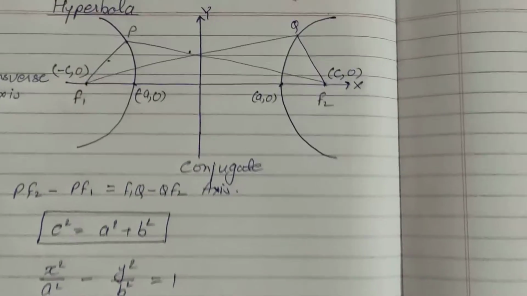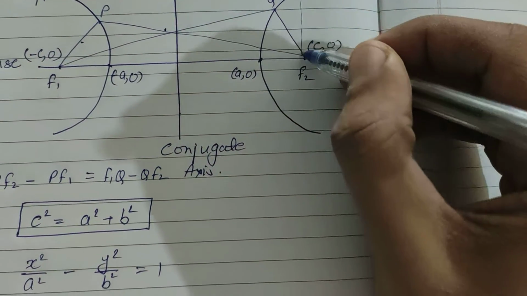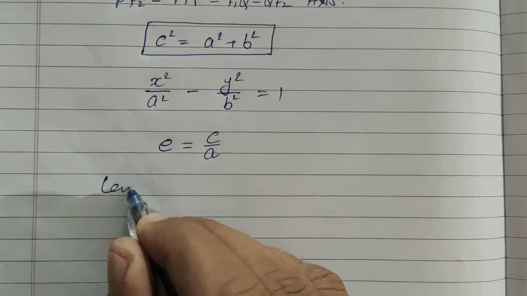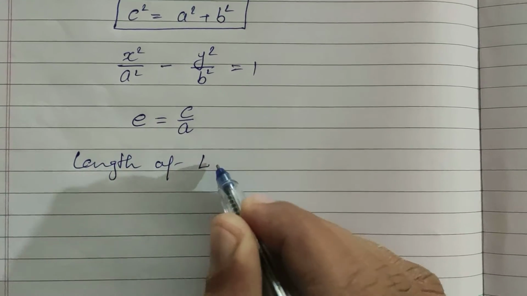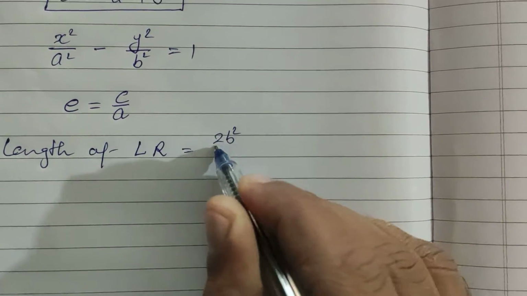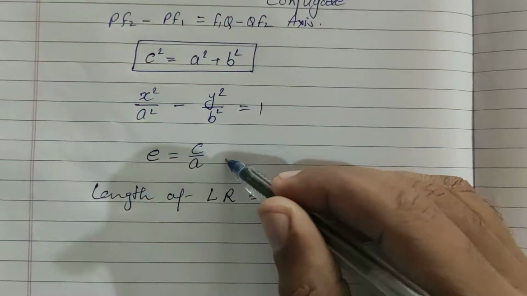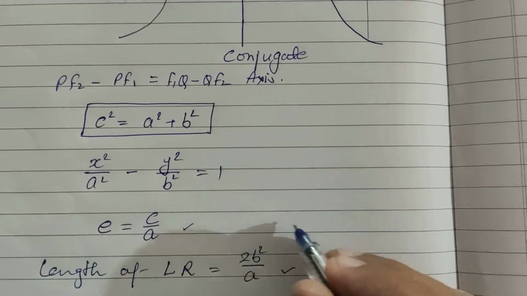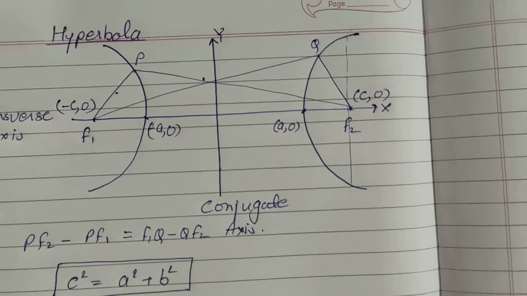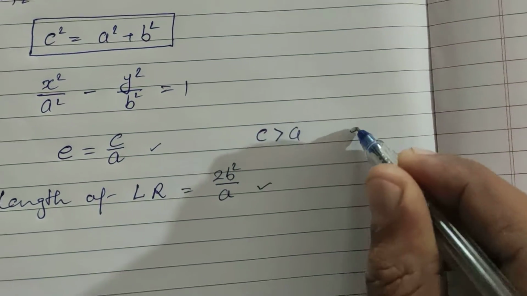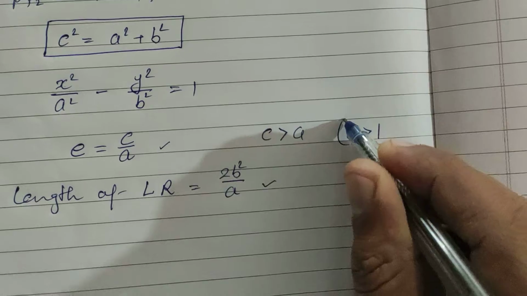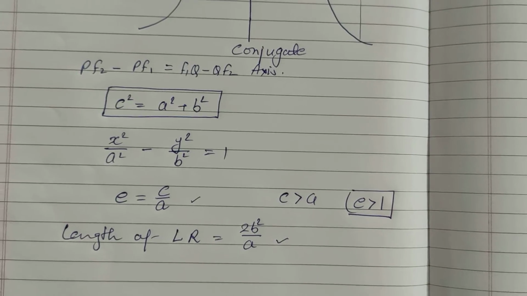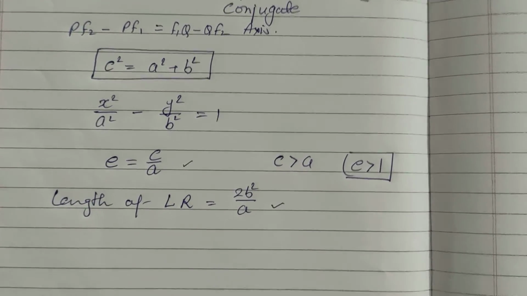And one more thing, the latus rectum: a perpendicular line drawn through the focus is known as the latus rectum. The length of the latus rectum is 2b square upon a. These things are the same as they were in the ellipse, but keep in mind that in this case c is greater than a, therefore e is greater than 1, whereas in the ellipse e was less than 1. I am comparing it with the ellipse here.